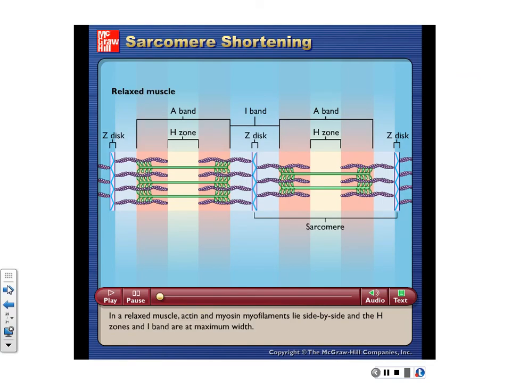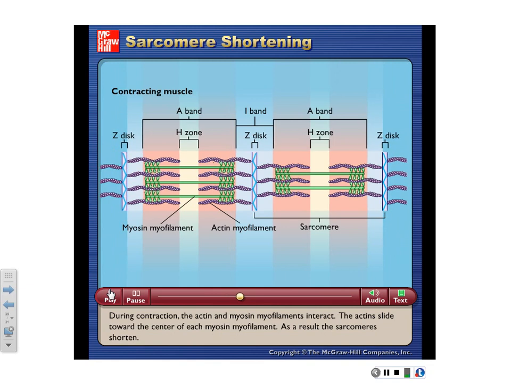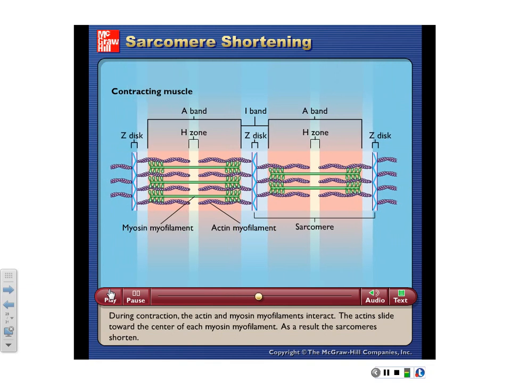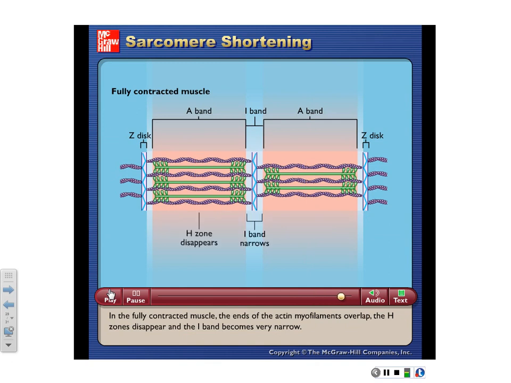In a relaxed muscle, actin and myosin myofilaments lie side by side, and the H zones and I band are at maximum width. During contraction, the actin and myosin myofilaments interact. The actins slide toward the center of each myosin myofilament. As a result, the sarcomere is shortened. In the fully contracted muscle, the ends of the actin myofilaments overlap. The H zones disappear, and the I band becomes very narrow.